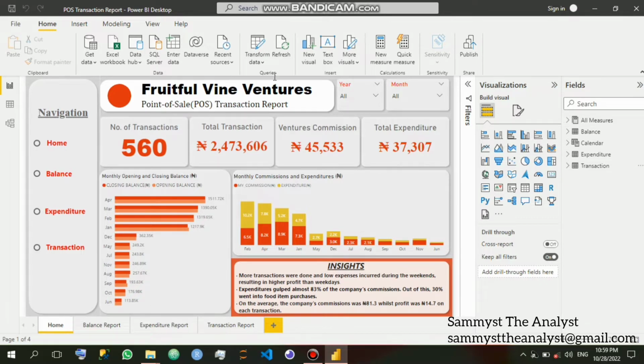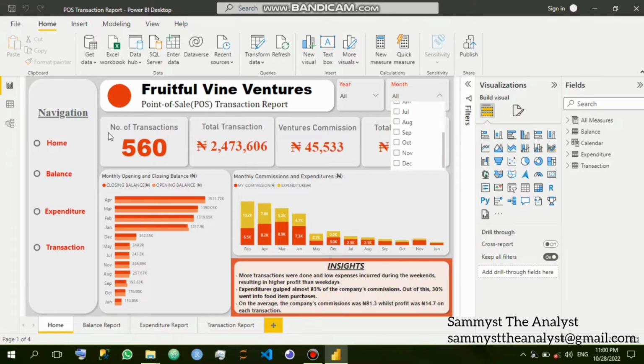This is the title of the visualization, the dashboard, and then I created a slicer here that can be used to identify the visuals based on their year, and then also a month slicer, that can be used to get the visuals based on the months of the year.